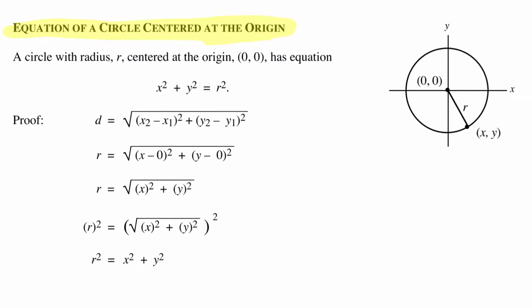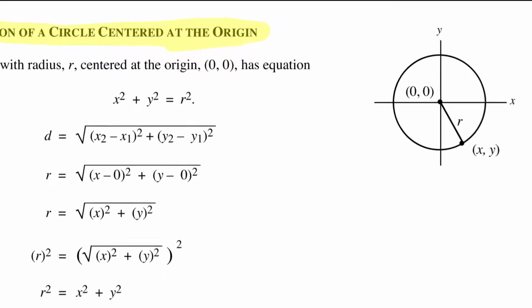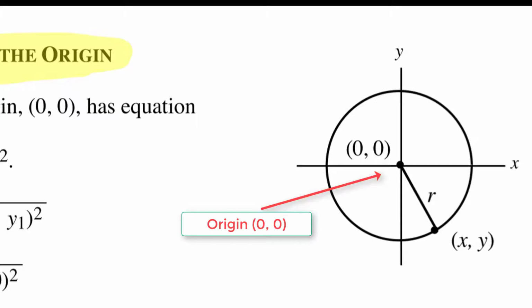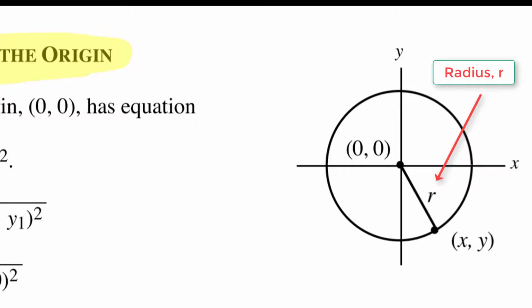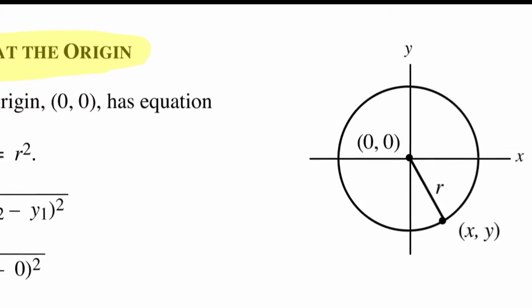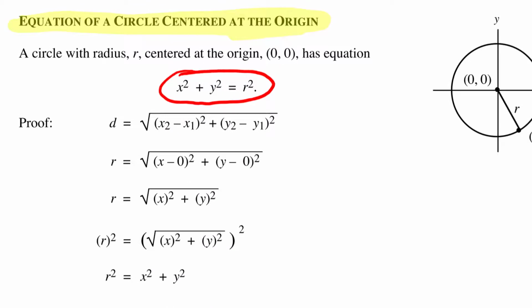Okay, the equation of a circle centered at the origin. Over here we can see a circle in the xy plane, centered at the origin, 0, 0, with radius r, and I've just chosen an arbitrary point xy to be on that circle. Now the equation we see right here, x squared plus y squared equals r squared. And where does this come from? Well, the distance formula. We're talking about the distance between 2 points. The point xy and the point 0, 0.